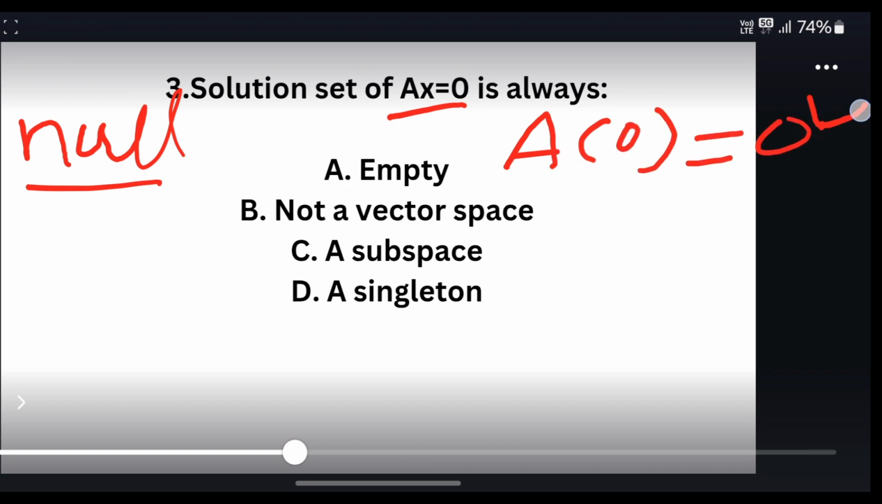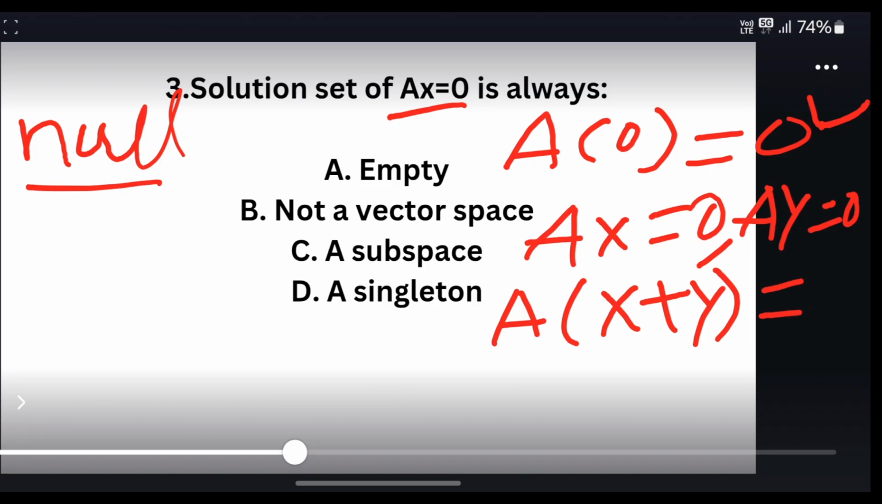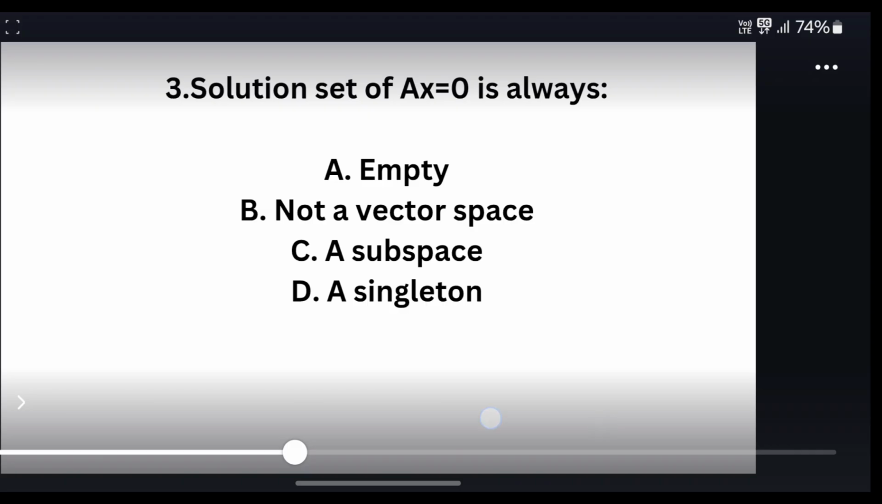What about closure under addition? Suppose you take Ax equal to 0 and Ay equal to 0. Add both: A into (x plus y) means 0 plus 0, and 0 plus 0 is always 0. So that is also satisfied.